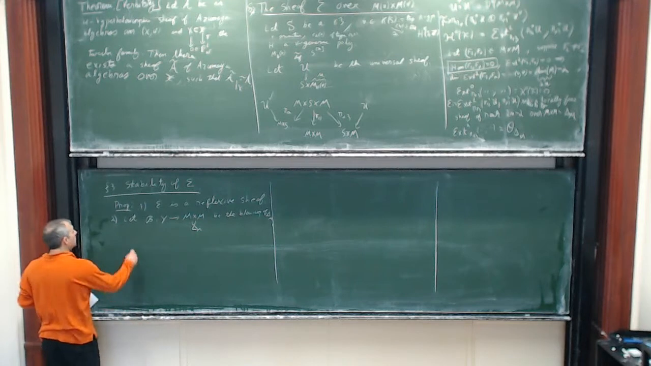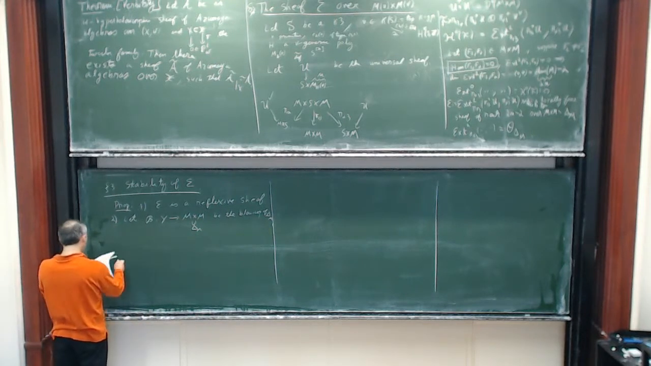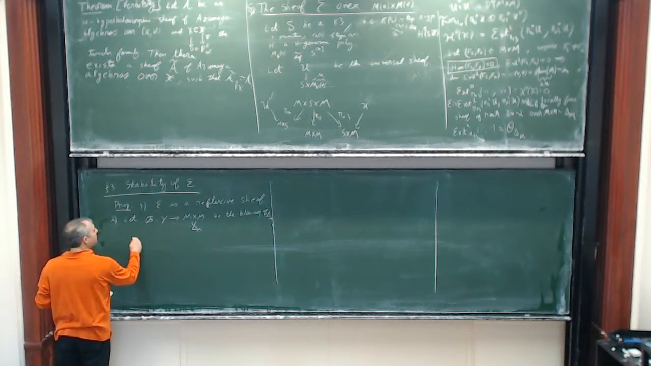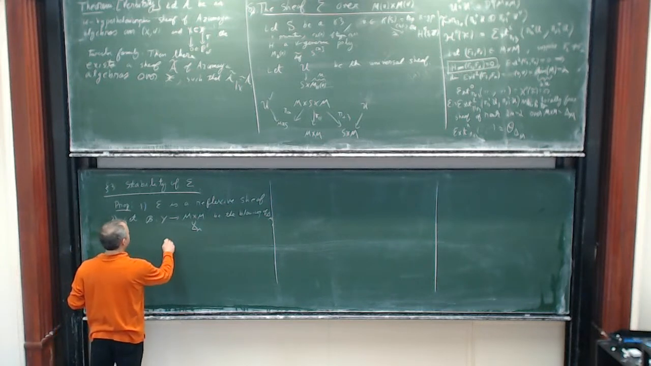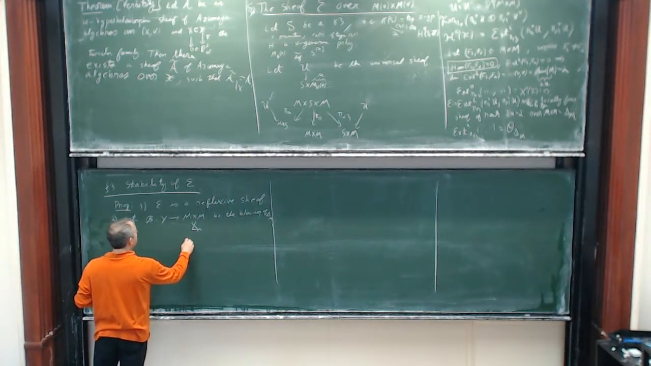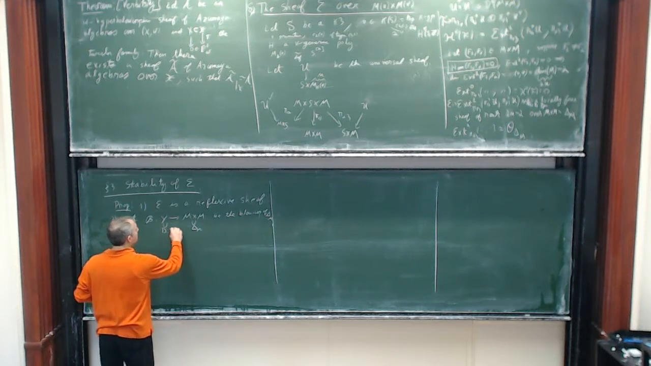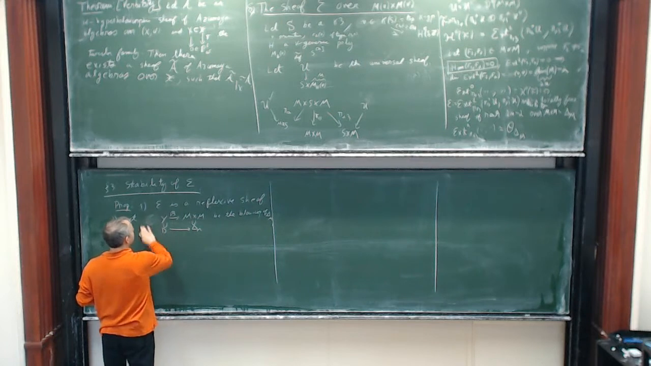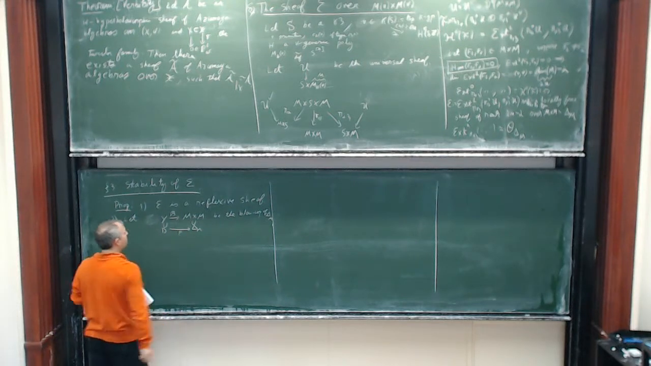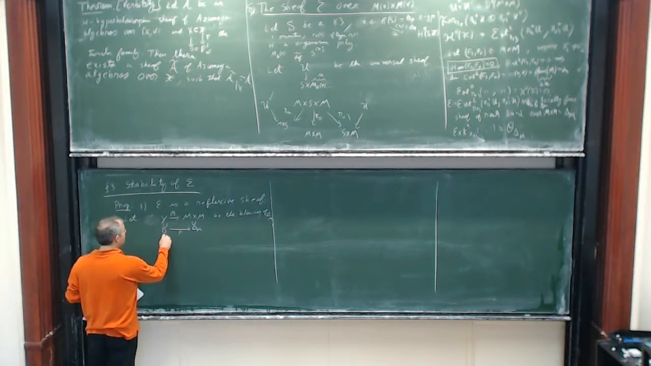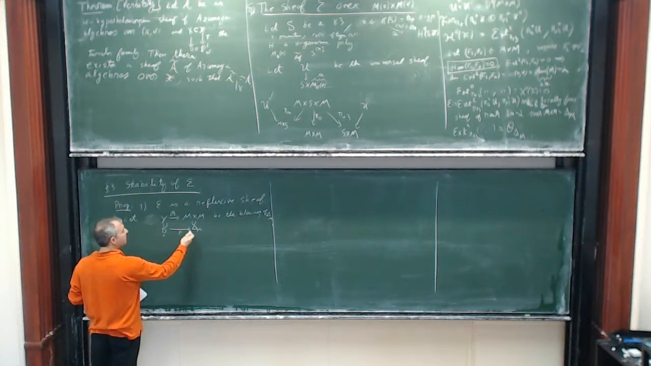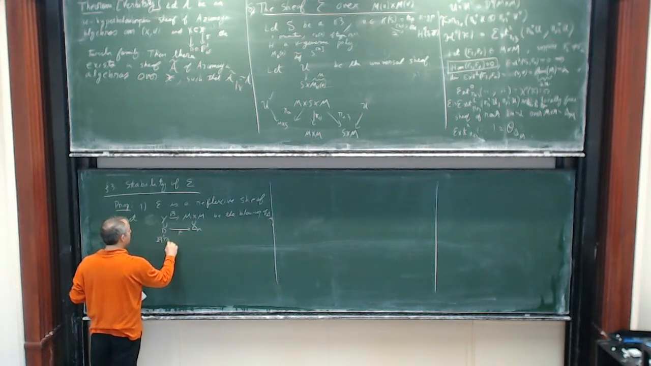And we'll have the following picture. So we have the exceptional divisor over this. This is beta. This would be the natural map. And remember that this is the projectivization of the normal bundle of the diagonal, which is the same as the tangent bundle of the diagonal.